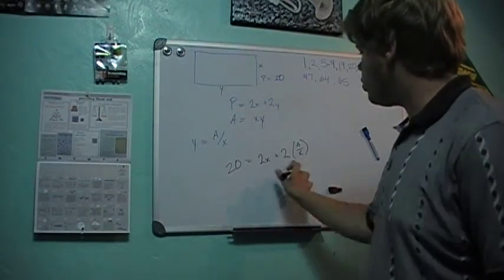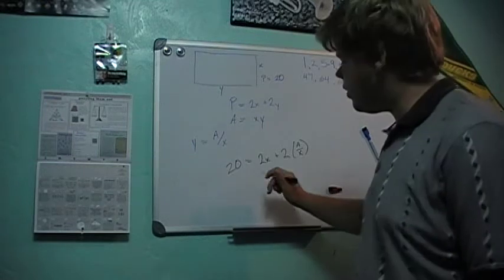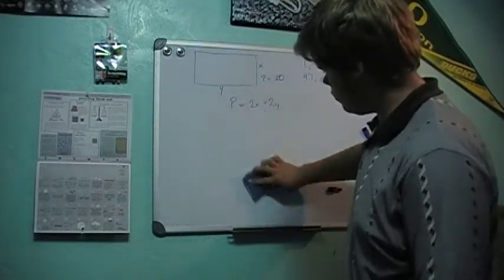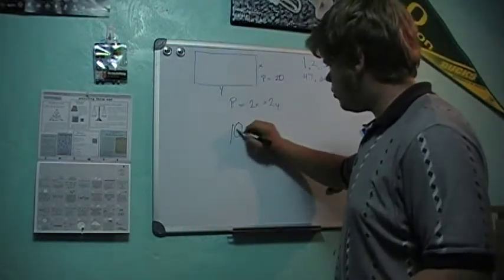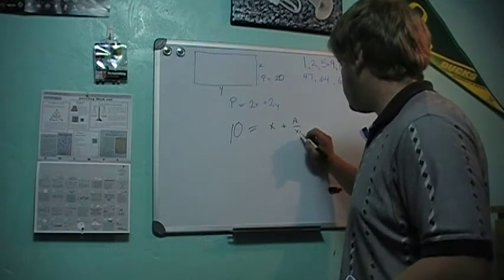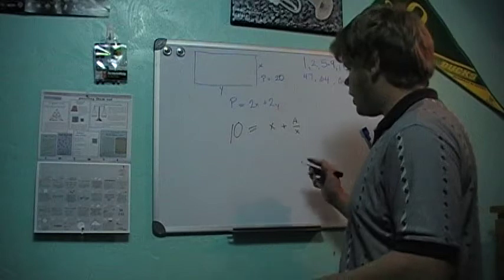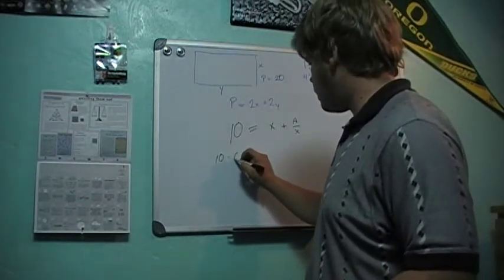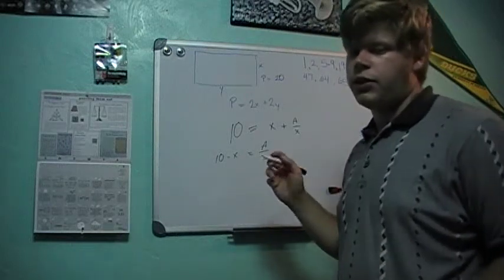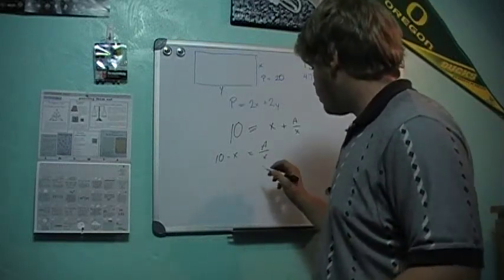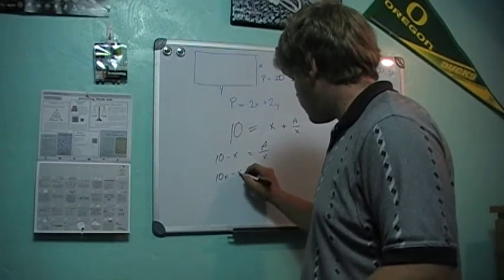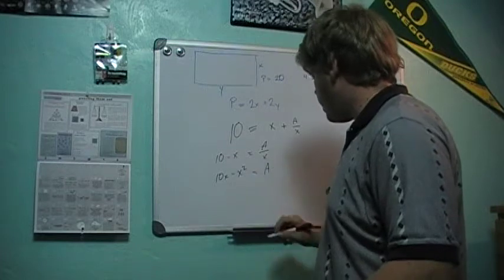And I see a common term that we can get out, so we just divide the entire thing by 2. And we will get 10 equals x plus A over x. The next thing to do is to subtract x, so you get 10 minus x equals A over x. And then the last thing to do is to multiply by x to get rid of the denominator. So then you get 10x minus x squared equals the area. And that's pretty much it.